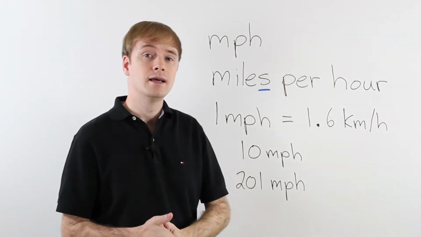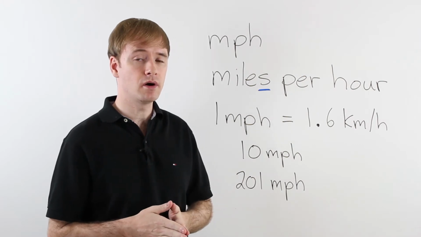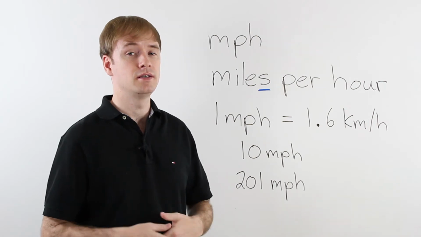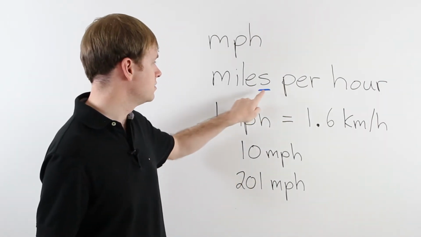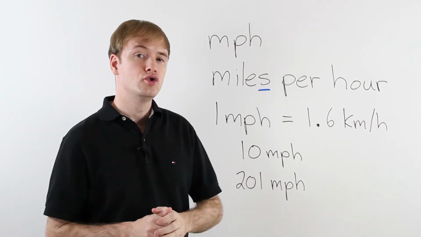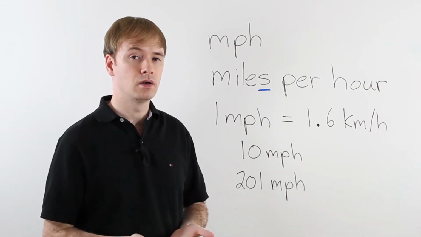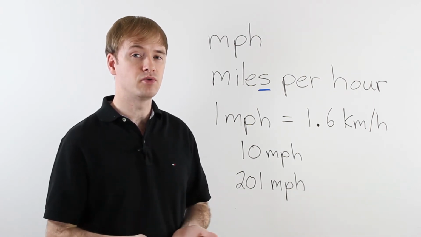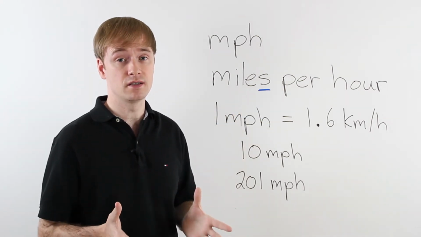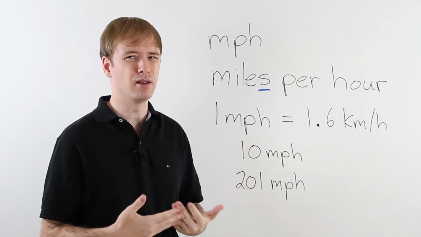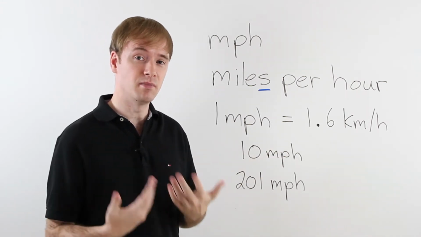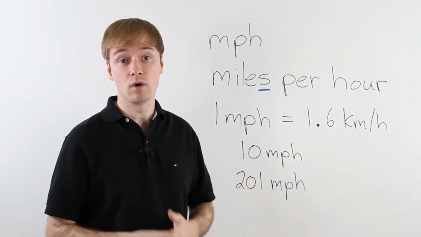The first one, 10 miles per hour. I'll say it a little faster. 10 miles per hour. Again, there's the S. And the next one, 201 miles per hour. Be sure to have that S. That's one of the most common mistakes my students make. They say "mile per hour," "10 mile per hour." You have to have that S. 10 miles per hour, 201 miles per hour.